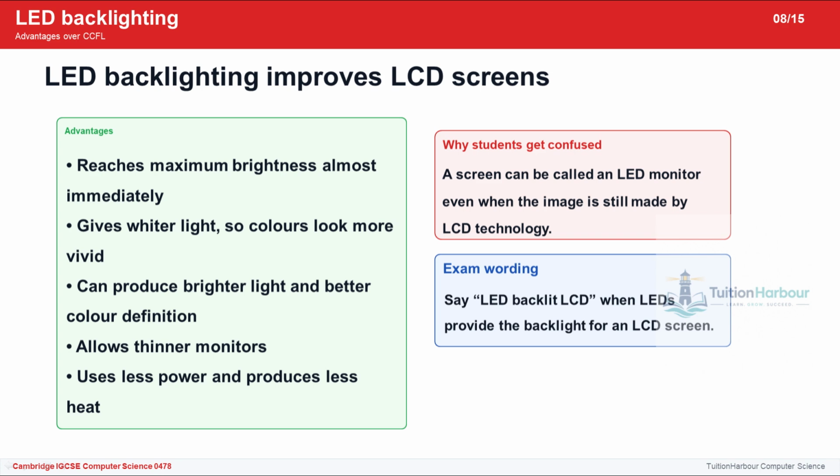Advantages of LED backlighting. LED backlighting reaches maximum brightness almost immediately. It produces whiter light, which can make colors appear clearer and more vivid. LED backlights can produce brighter displays, allow thinner monitors, consume less power, and generate less heat than older CCFL backlights. When writing an exam answer, call this type of screen an LED backlit LCD.